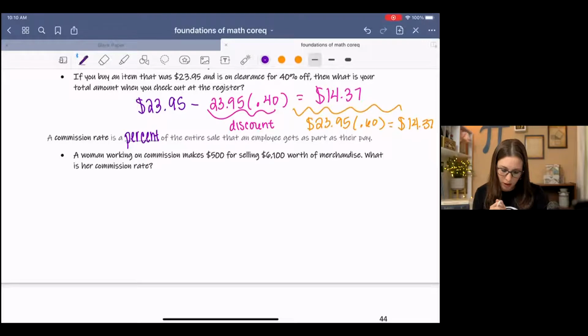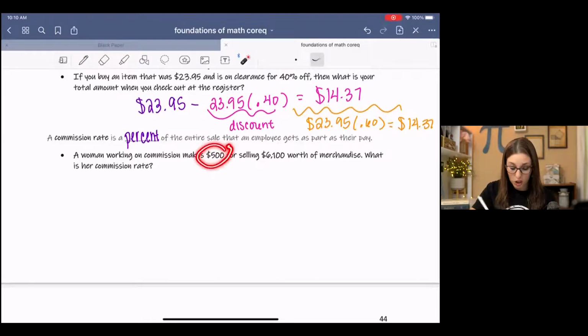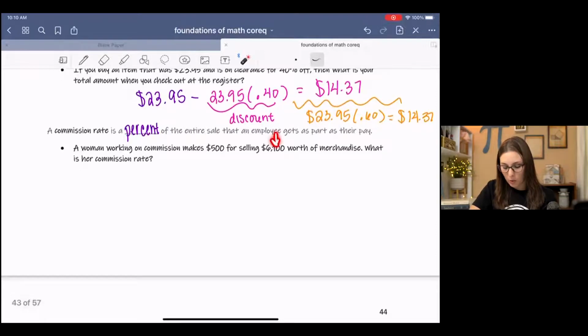A woman working on commission makes $500 for selling $6,100 worth of merchandise. What is her commission rate? Ooh, this one's fun because it's kind of backwards. We've been given what she got, and we were given what the item sold for. And so now we're trying to work backwards to figure out that percent. This is really going to relate to the lesson I did on percent, amount, and base.